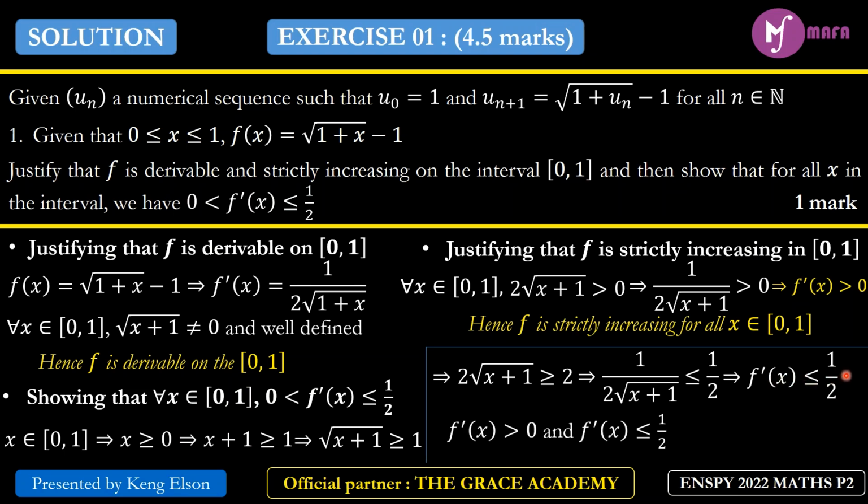So we can combine f prime of x being greater than 0 and f prime of x being less than or equal to half to conclude that f prime of x lies between 0 and half for all x in the interval 0 to 1. So we have succeeded in justifying that f is increasing, and in showing that f prime lies between 0 and half.